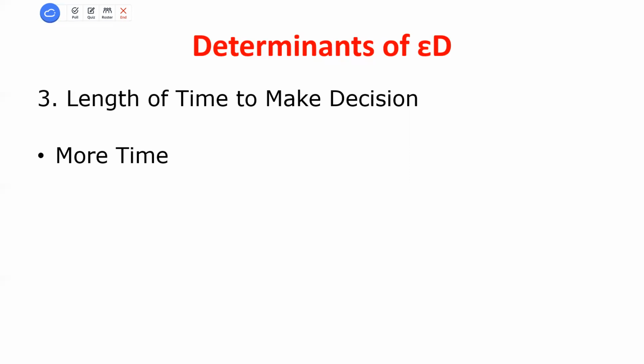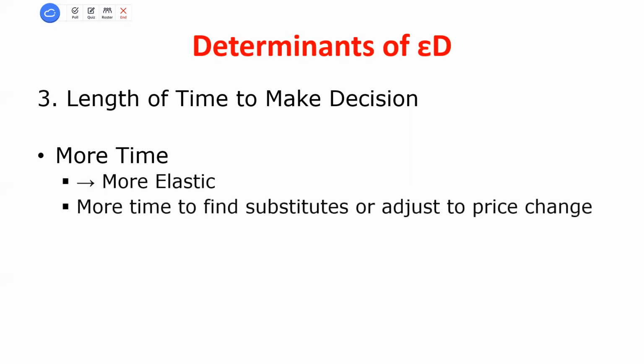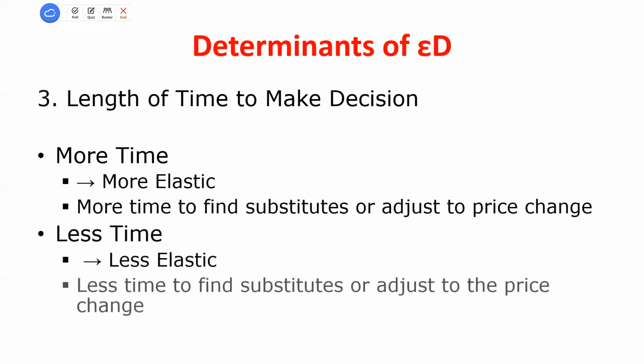And so if you have more time to make your decision, then you're probably going to be quite a bit more responsive to a change in the price that you see. So more time, more responsive, that means you're more elastic, or demand is more elastic. So the more time you have to find substitutes and adjust to the prices that you see, the more elastic you are.